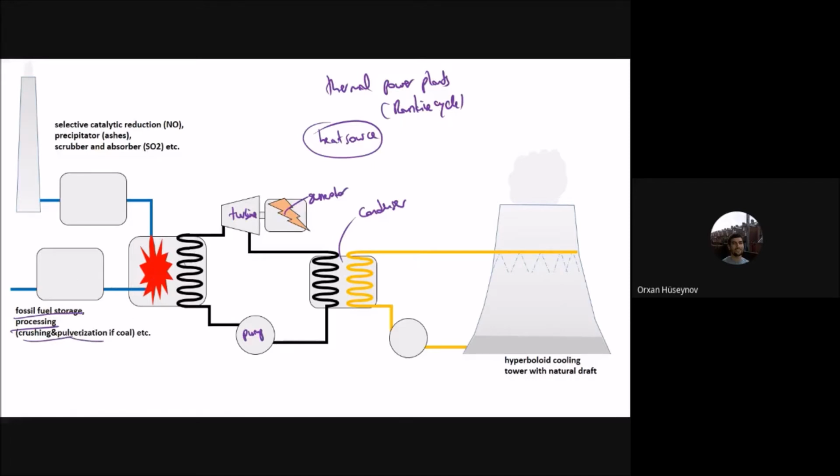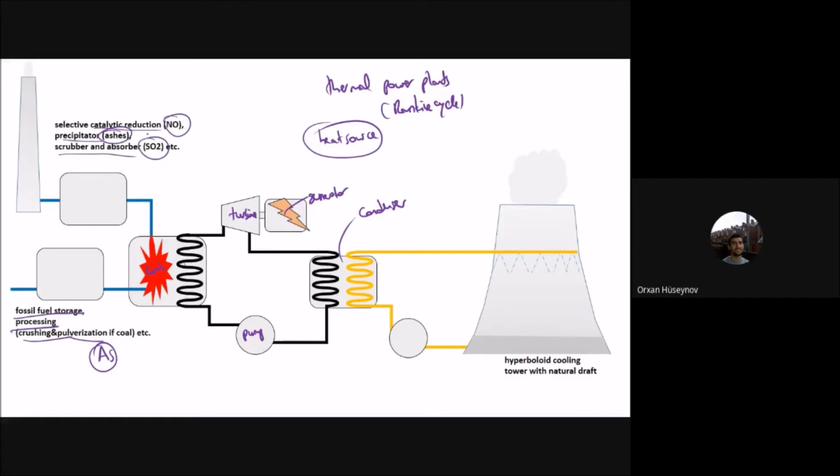You are pulverizing the coal so that it has a higher surface area, and higher surface area for the coal means a better combustion process. You have the combustion here, and when combustion happens you are heating the water here. Then you have the outlet for the combusted products, and here you also have some processing, like selective catalytic reduction for the nitrogen oxide, a precipitator for ashes, and a scrubber and absorber system for sulfur dioxide.